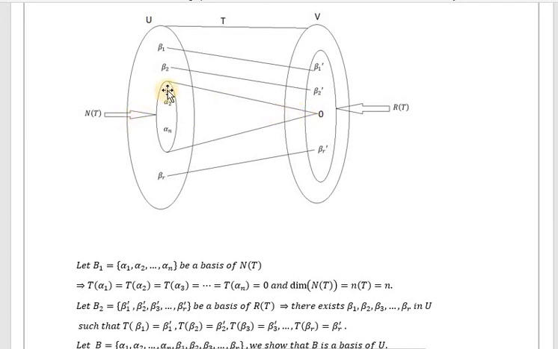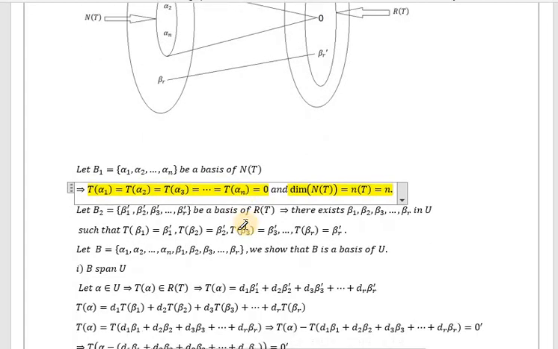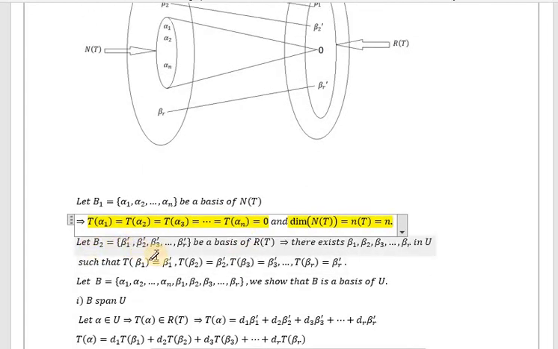Then when we say that this belongs to N of T, it is understood that T of alpha 1 is equal to T of alpha 2 is equal to T of alpha 3, and so on, equal to 0, because the dimension of N of T is n. See, n number of elements will be present. B1 contains n number of elements, which means its nullity is n. Then let B2 be equal to beta 1', beta 2', beta 3', and so on, beta r', the basis of R of T.